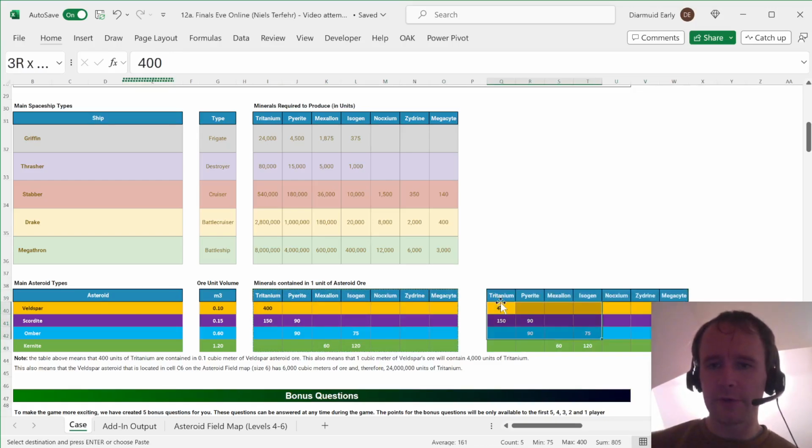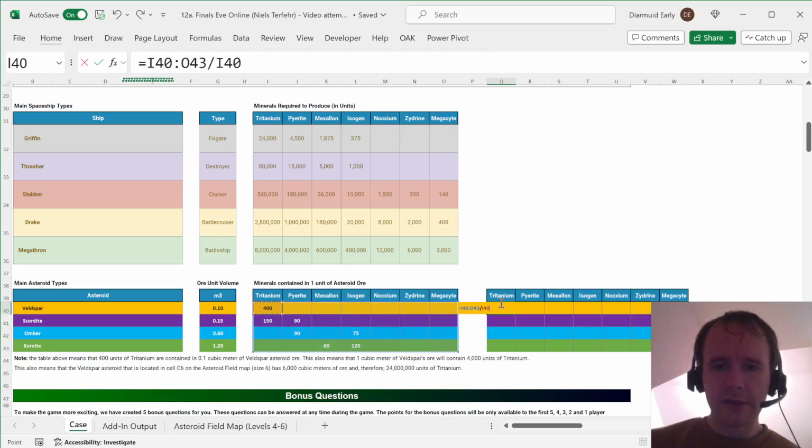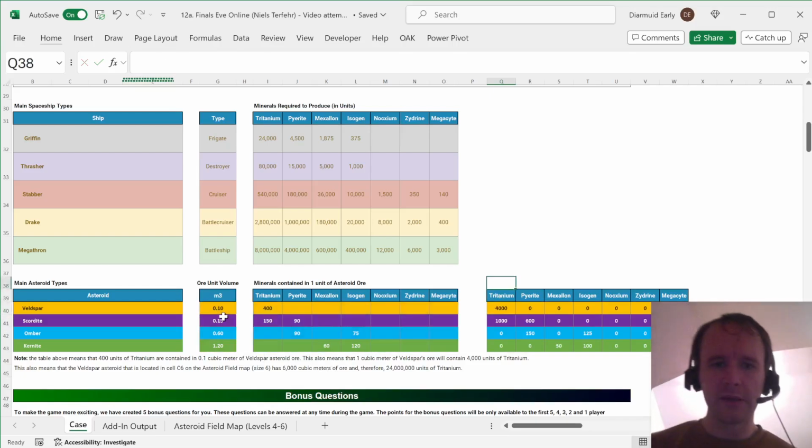So the first thing I'm going to do, just because I know that I will use this later, is create a table of the same thing. Just take the amount per unit divided by the number of meters cubed per unit, and that's going to give me the minerals per meter cubed.